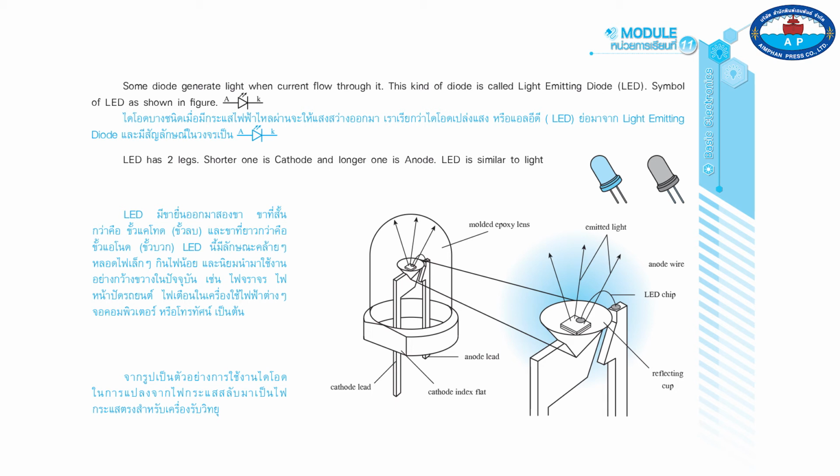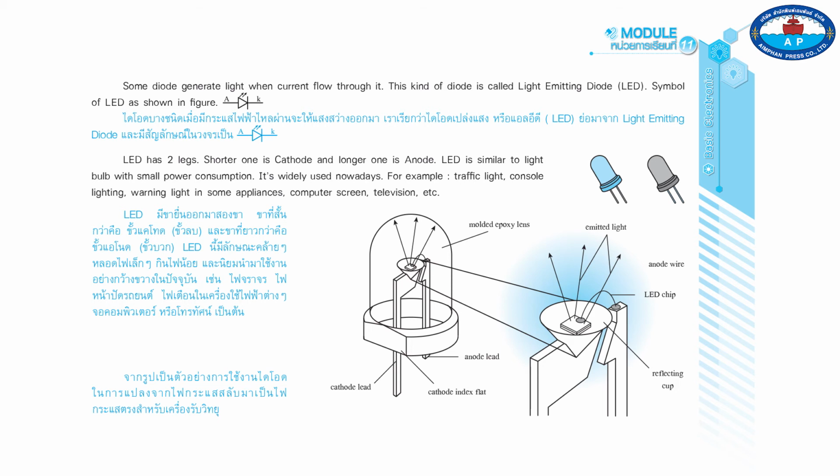An LED is similar to a light bulb with small power consumption. It's widely used nowadays, for example, in traffic lights, console lighting, warning lights in some appliances, computer screens, televisions, etc. The right figure is an application of a diode in transforming AC to DC for a radio receiver.